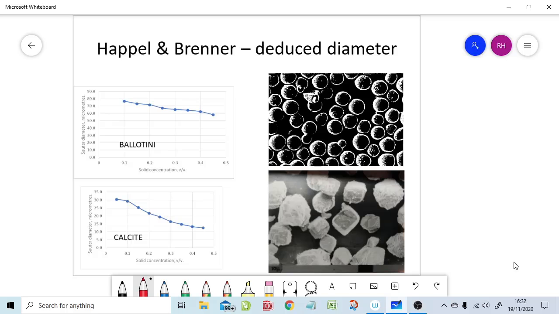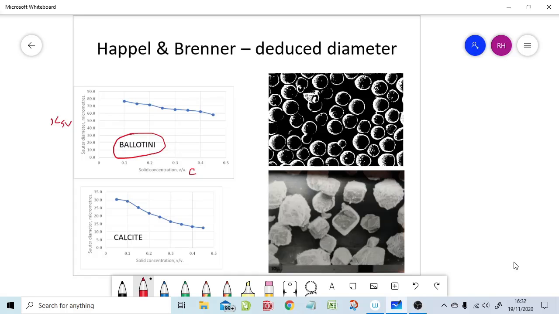Apologies that you won't be able to read it, but what we have up here is particle size. So it's in fact the Sauter mean diameter, plotted against concentration. So we've got concentration this way. And this is for a material called Ballotini, which are glass beads. And you can see on the right hand side an image under a microscope of the glass beads. All the other images are under a scanning electron microscope, an SEM.